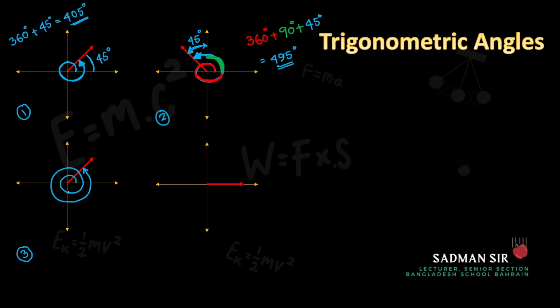Now anyone looking at this marking will be able to say that the red ray has completed 2 rotations, and then it went further. Here it came to this position. Now, what will be the total angle by which the ray rotated?